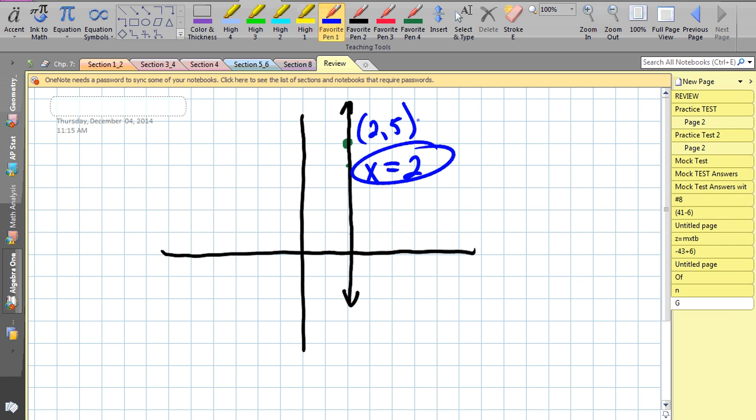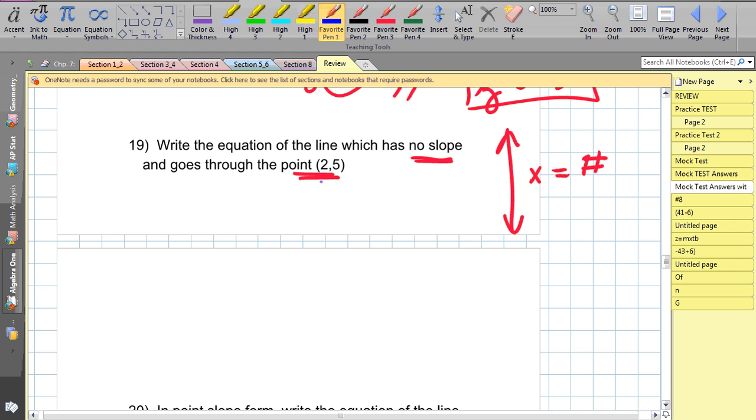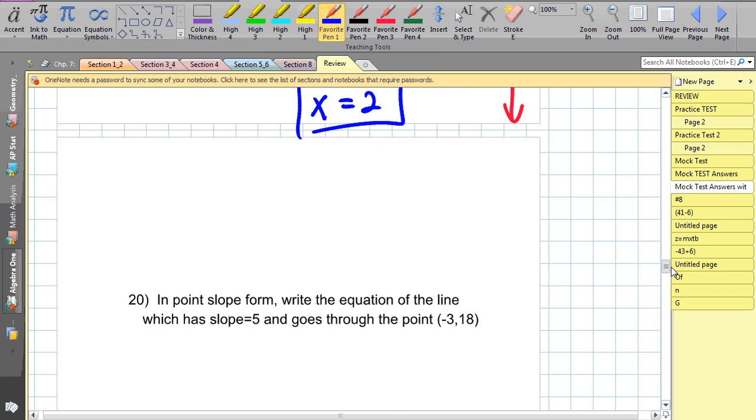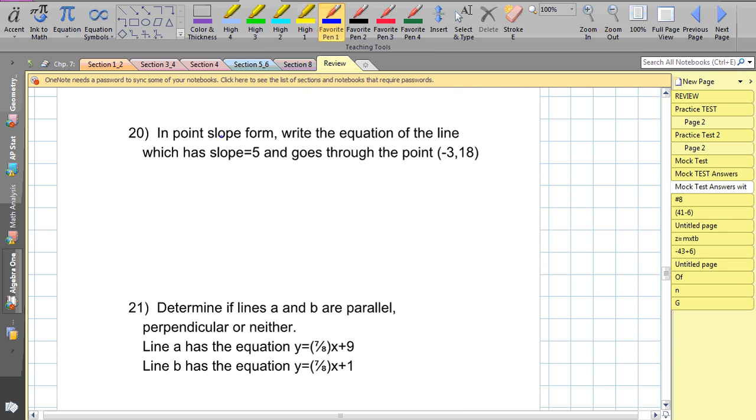So you kind of put together all the clues to all these problems in here. Again, write an equation of a line which has no slope that goes through that point (2, 5): x equals 2. It's that simple.